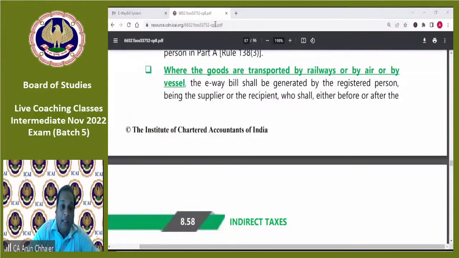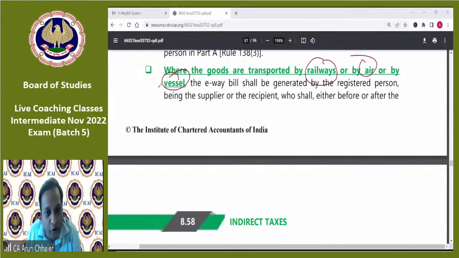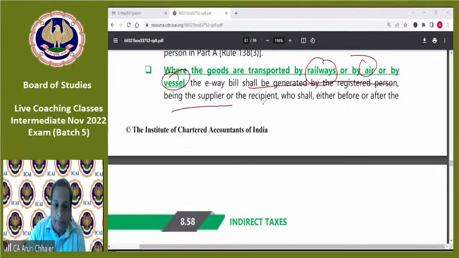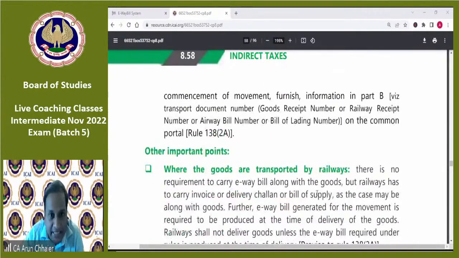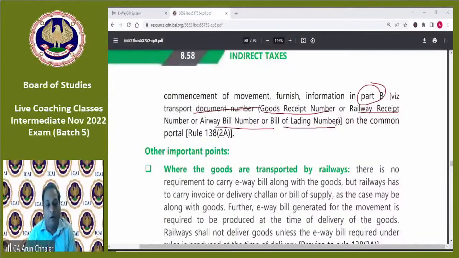Now see, this is important. Now we are not talking about transport by road, but by rail, by air, or by vessel, meaning by ship. If the goods are transported by railway, by air, or by vessel, then what is the requirement to generate the e-way bill? Then the e-way bill shall be generated by the registered person, being the supplier or the recipient, who shall either before or after the commencement of movement furnish the information in Part B: transport document number, goods receipt number, or railway receipt number, or airway bill number, or bill of lading number on the common portal.